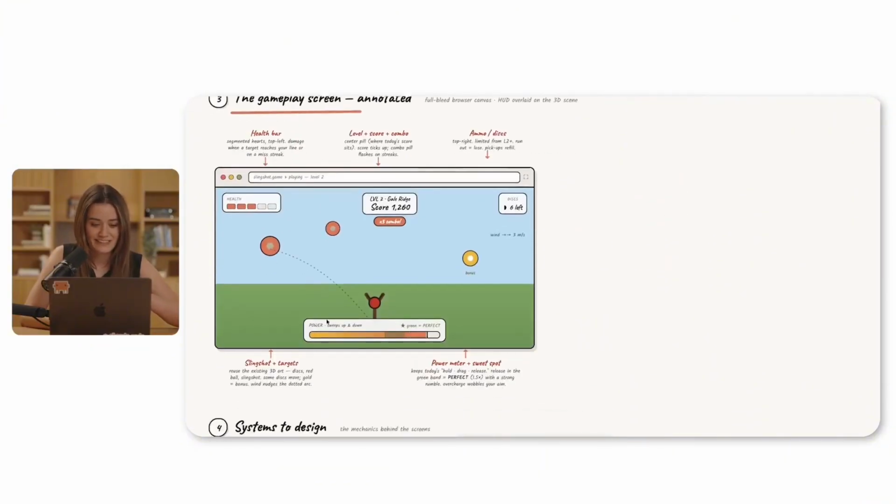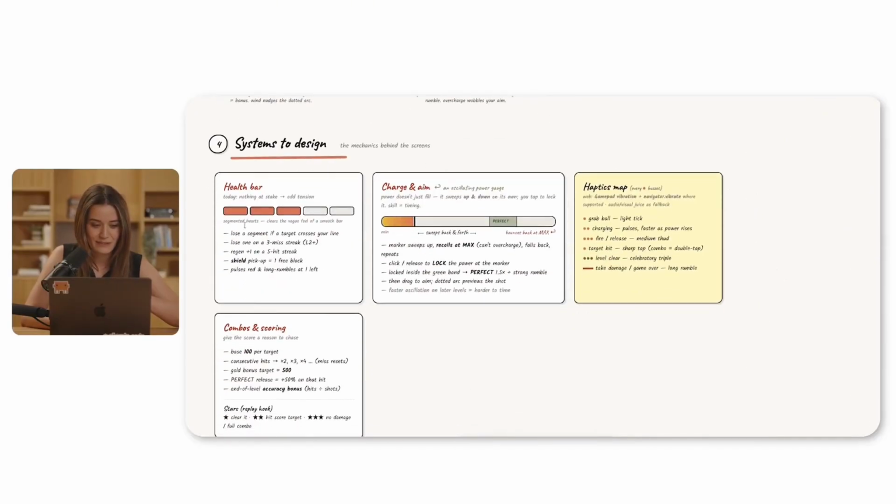The gameplay screen, and this is all HTML. So this is pretty much already kind of what we had here, but we have some health bars and also some systems to design. So we have the health bar here again, the charge and aim. We already had this, or at least in the demo that YK just showed. The original didn't have this yet.